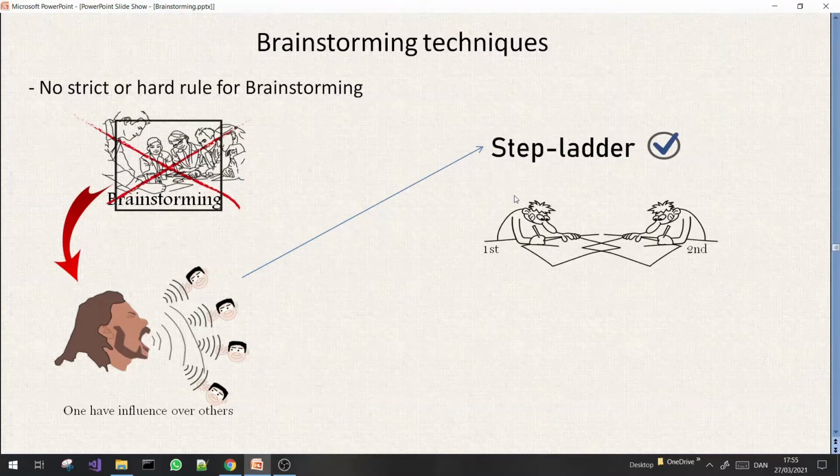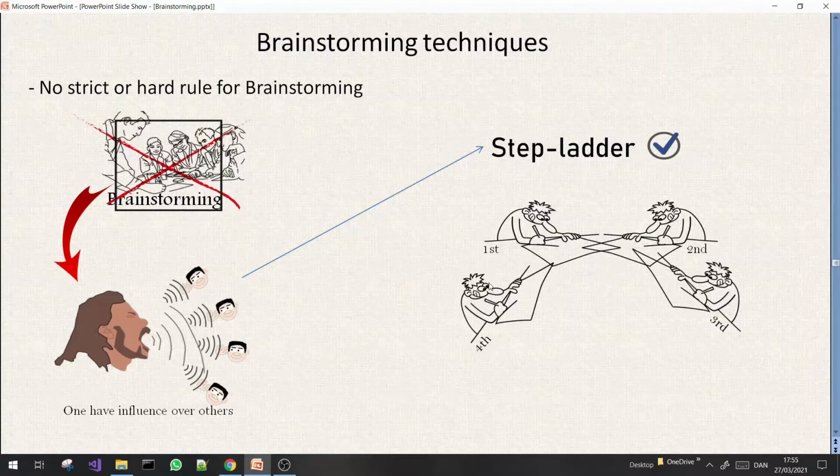The step ladder technique says start the group meeting with 2 group members, and when they have discussed their ideas, then call the third person. He will first describe his ideas and then listen to the previous ideas. So he will not be influenced by anyone else in the group meeting. Then similarly call the fourth person and she will describe her ideas first and then listen to the previous ideas. So actually what we are doing is removing the influence of anyone over any other person in the group. Now no one is influenced by anyone because he or she describes his or her ideas first and then listens to the previous ideas. So the problem is solved now.